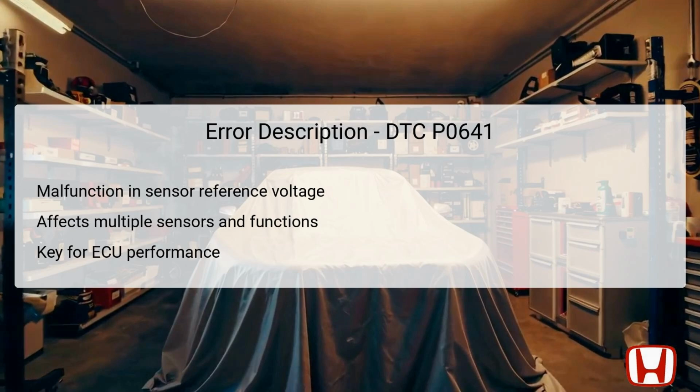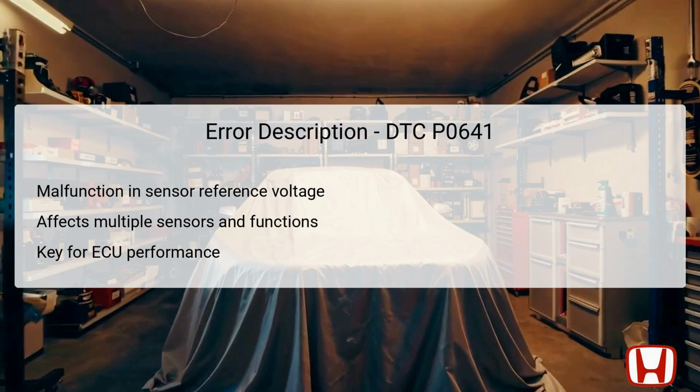When this code appears, it signifies that the engine control module, ECM, is not receiving the required voltage for these sensors to function accurately. The sensors impacted by this DTC play essential roles in performance. For instance, the MAP sensor measures manifold air pressure, allowing the ECU to adjust fuel delivery accordingly. And the APP sensor feedback is critical for throttle position adjustments.